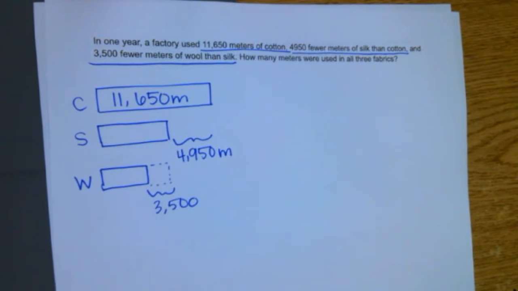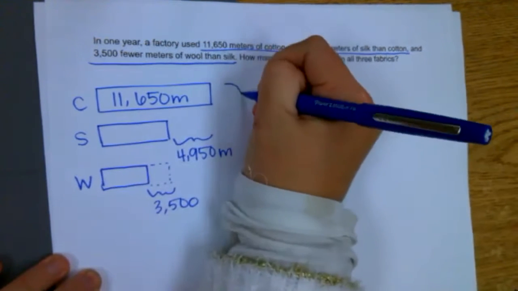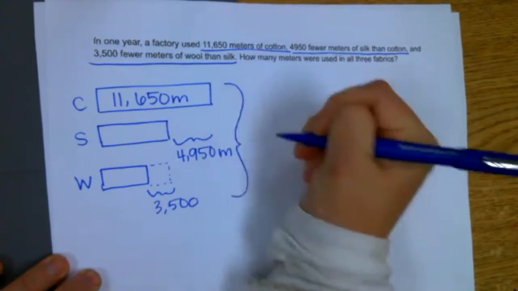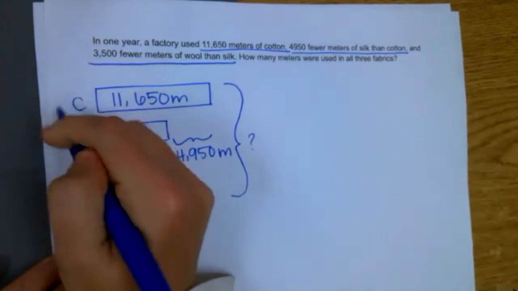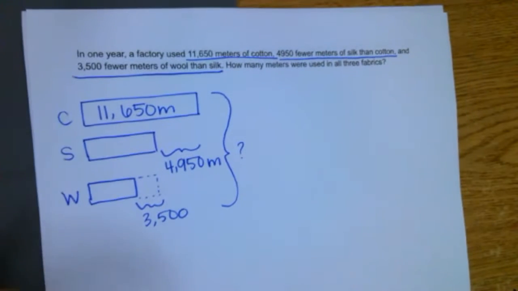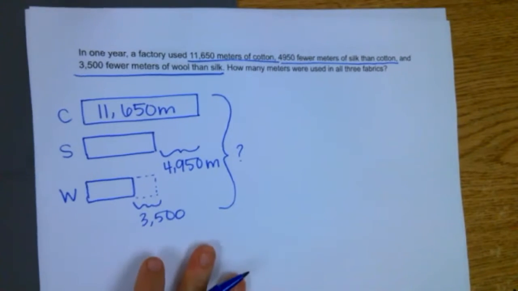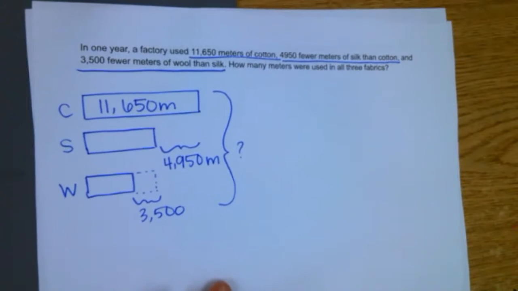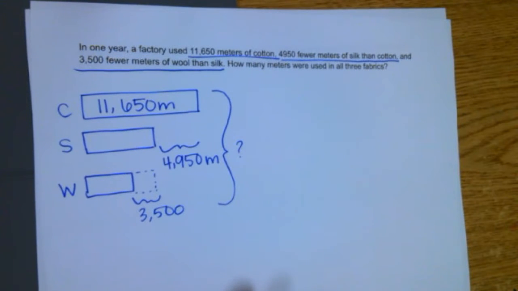At this point, we're not sure what the silk and the wool are, but I want to revisit our problem to figure out what we are looking for. How many meters were used in all three fabrics? So our unknown is how many meters in all? How many meters of cotton, silk, and wool? Talk to your partner about what you would do next to solve this problem and a model that could help you do that step.